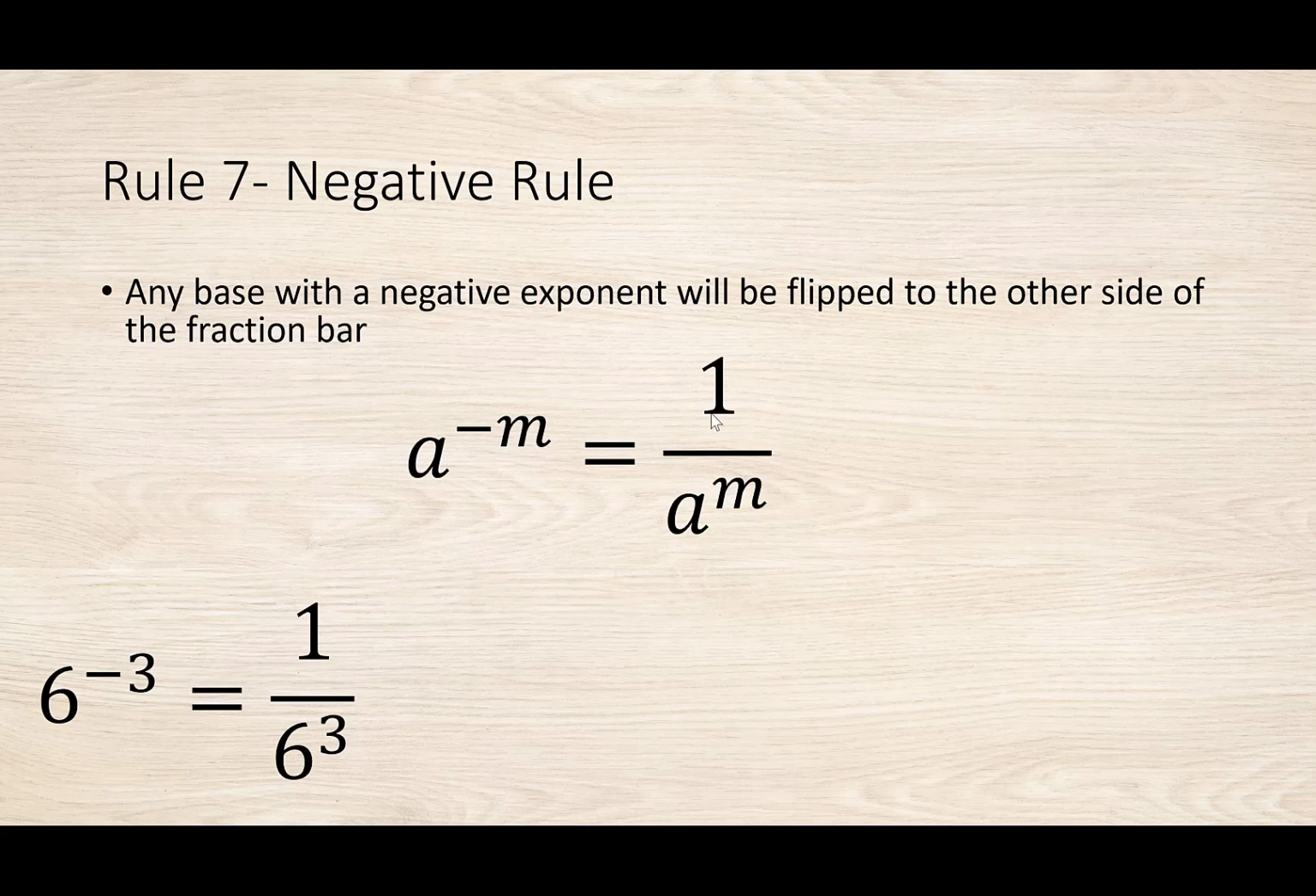So instead of it being in the numerator, that 6 with my base of 6 with my exponent of 3 needs to go down to the denominator. And you notice when we flip it over the fraction bar, our exponent changes from negative to positive.